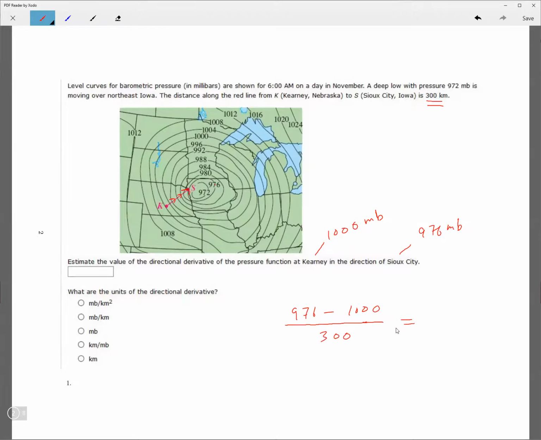Anybody get an answer? Negative 0.08. Yes, that's what I got. And it's going to be this one here, okay? Because the numerator is millibars and the denominator is kilometers. Okay, great. So that's this one.